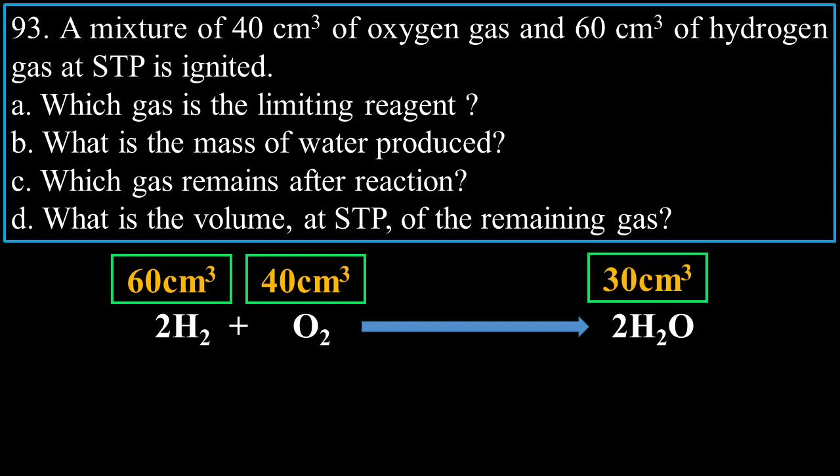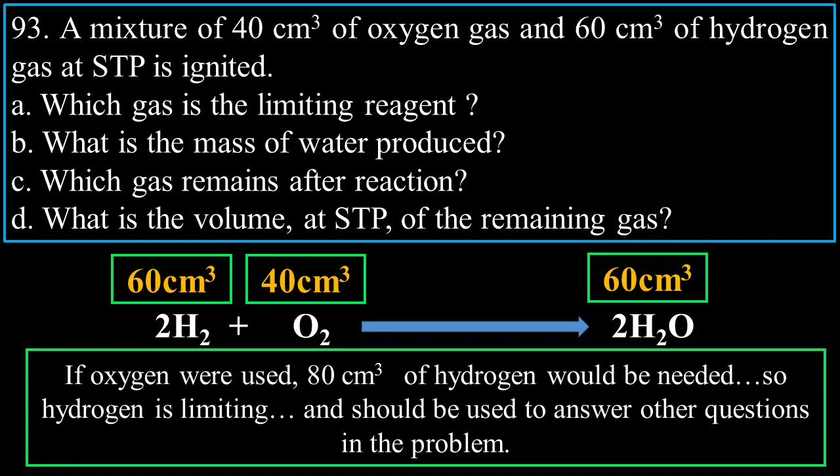And according to the reaction, if I have 60 cubic centimeters of hydrogen and 40 cubic centimeters of oxygen, which one am I going to produce? Well, if oxygen were used, 80 cubic centimeters of hydrogen would be needed. So hydrogen must be limiting and should be used to answer other questions in the problem.